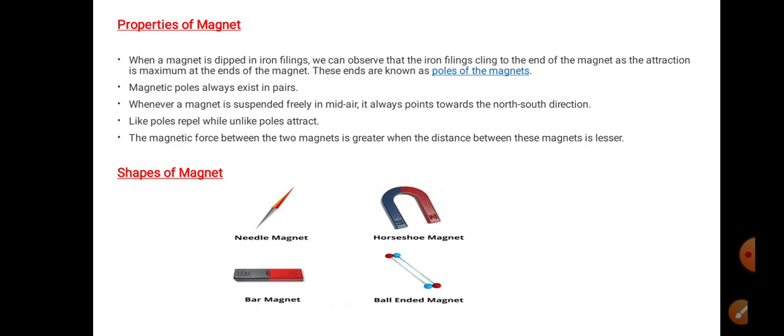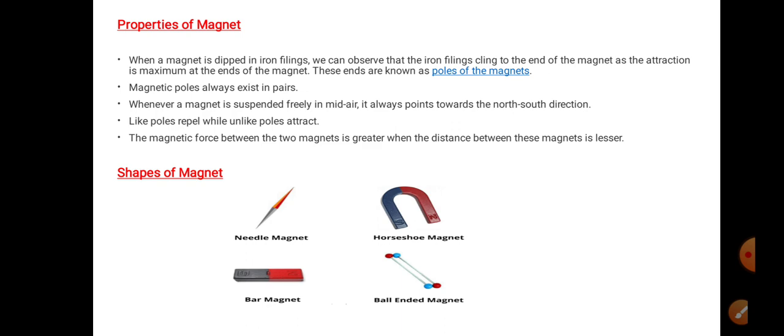Then, the magnetic force between two magnets is greater when the distance between them is less. This means when two magnets are very close to each other, the magnetic force between them is greater compared to when they are far away from each other.